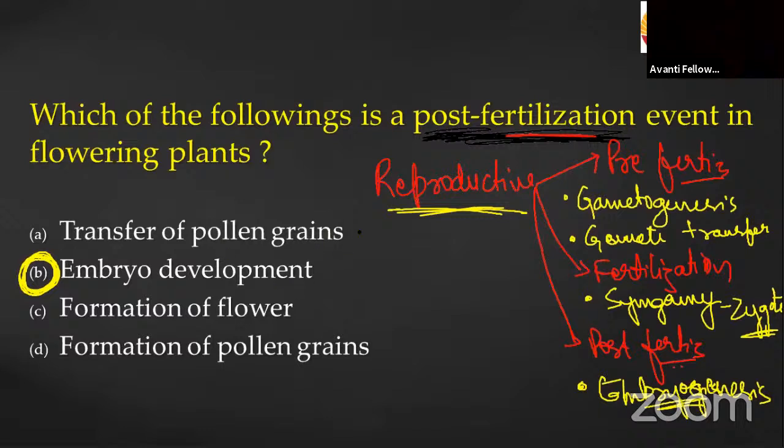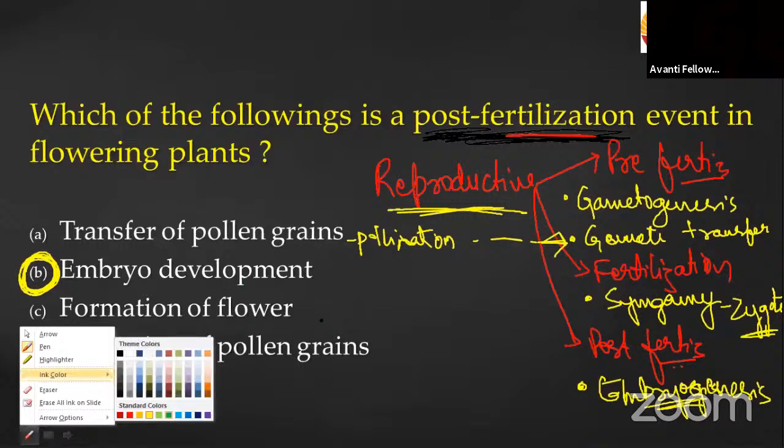So transfer of pollen grains means pollination. So pollination is happening in the pre-fertilization stage, right? So look here, where is this happening? See, it happens in gamete transfer, that is here. This is a pollination process.